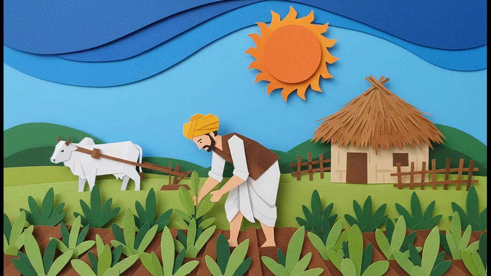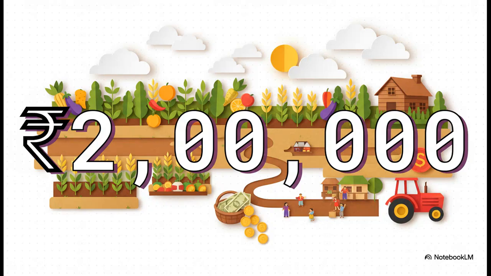All right, who's next? We've got the village farmer. This person's out there working the land, planting, harvesting, basically growing the food that feeds everyone else. And when we look at their year, the total value of all the crops they sold comes to 2 lakh rupees. Wow. So you can see the farm is a huge part of this little village economy.